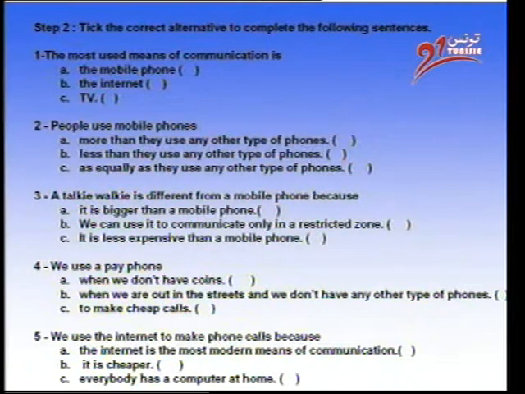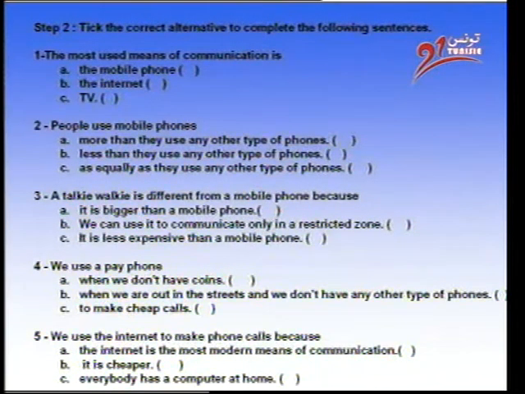Of course not. There must be a difference in their use, which actually causes their existence. Now let's look at the second activity and learn about that. Now take the correct alternative to complete the following sentences. Number 1, the most used means of communication is the mobile phone, the internet, or TV.